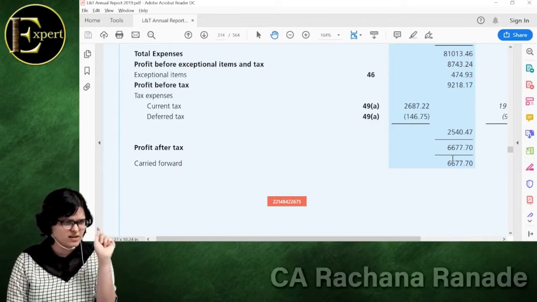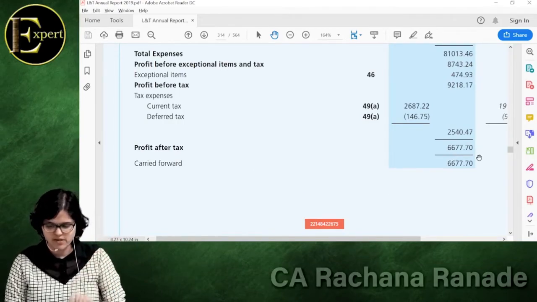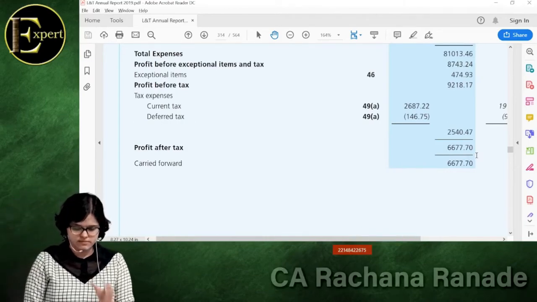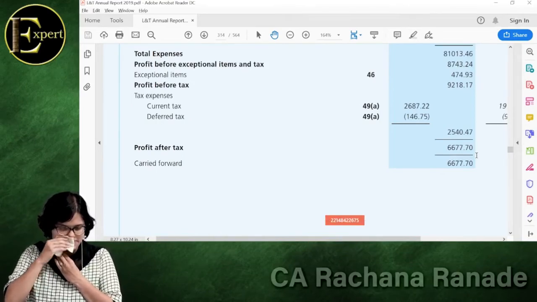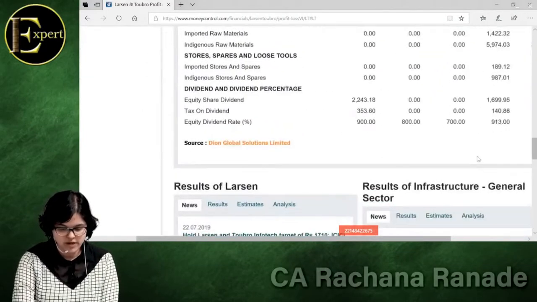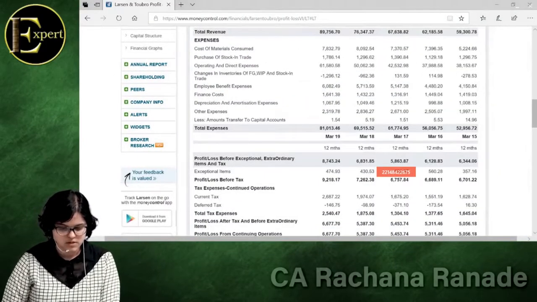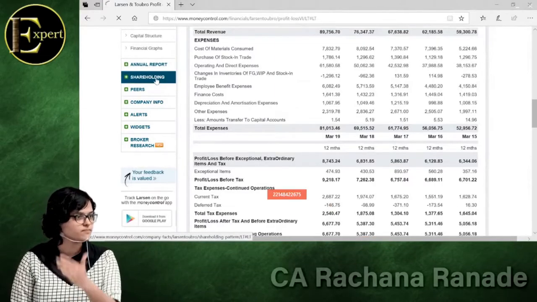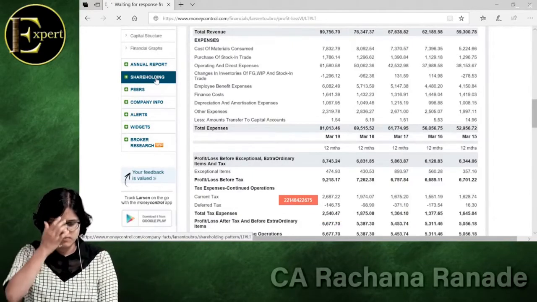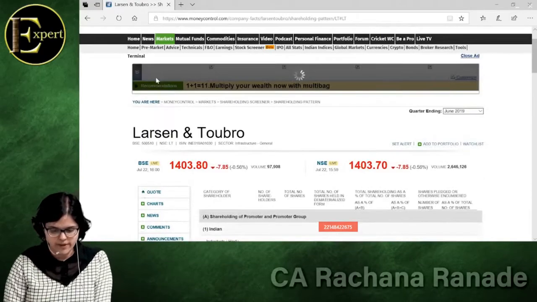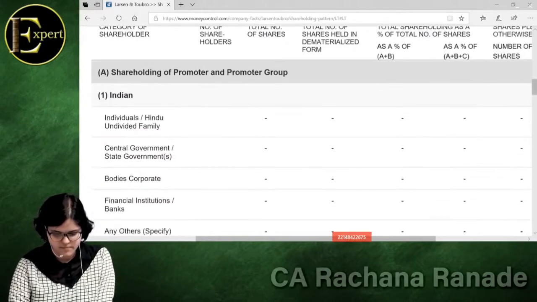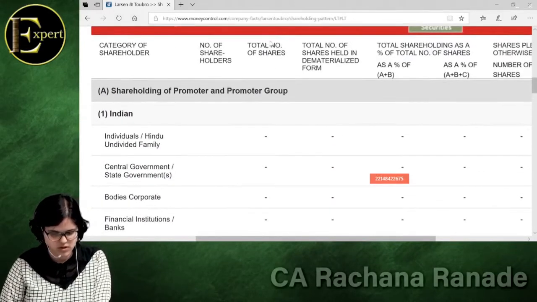If you can just write this in rough somewhere: 6677.70. What is this? PAT. Correct. I have to divide this with what? Now, where do I find out the total number of shares? For that, I have to go to the shareholding pattern. You remember this tab? We have discussed the shareholding pattern. In the shareholding pattern, if you see the headers, this one, total number of shares.